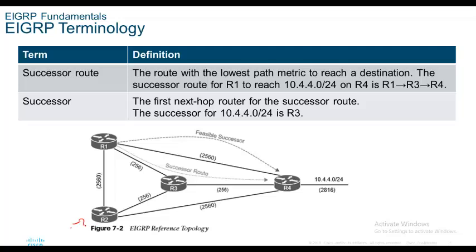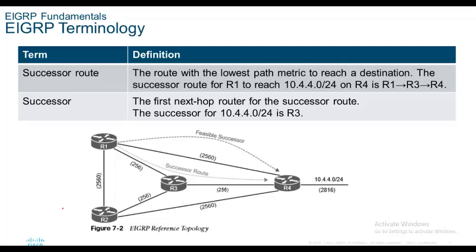Okay. Now, we have learned successor route and successor. Now we are going to another confusing term, feasible distance and reported distance or advertised distance. Reported distance is also called advertised distance. Both are the same.